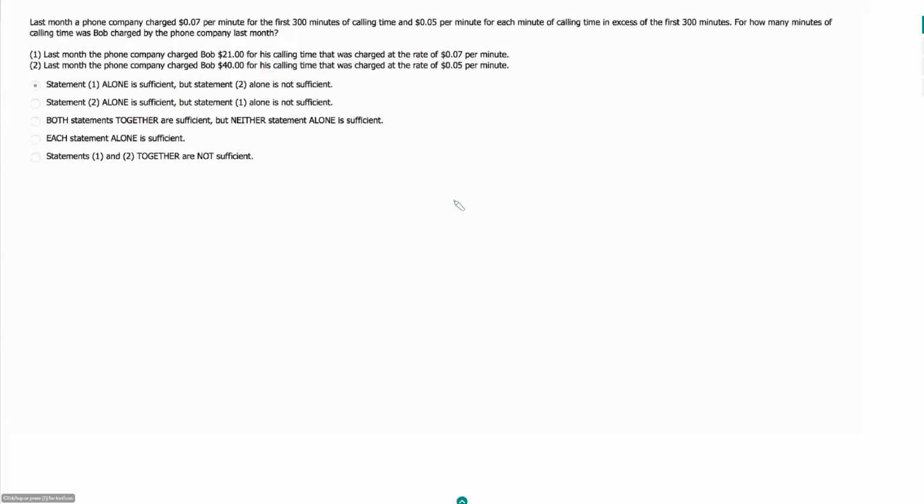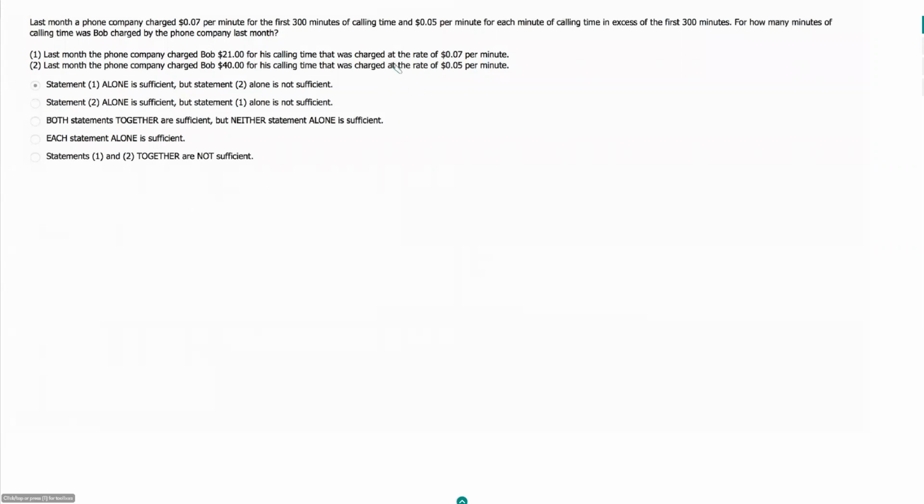Last month, a phone company charged 7 cents per minute for the first 300 minutes of calling time and 5 cents per minute for each minute of calling time in excess of the first 300 minutes. For how many minutes of calling time was Bob charged by the phone company last month?